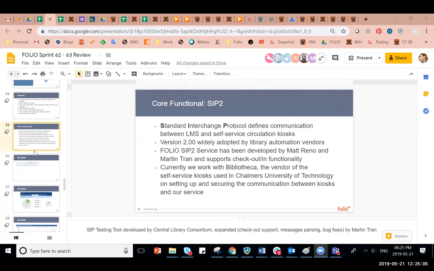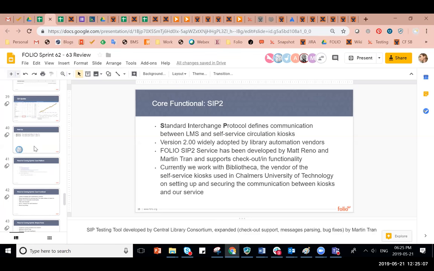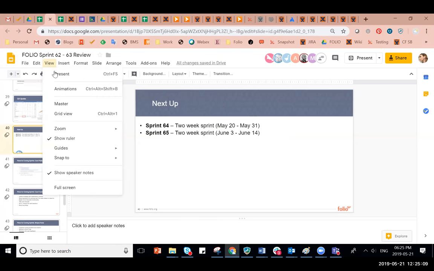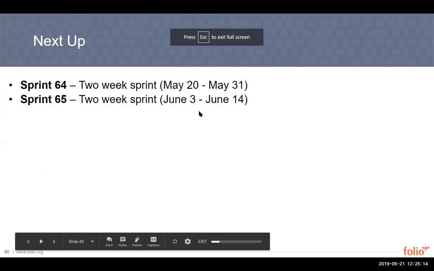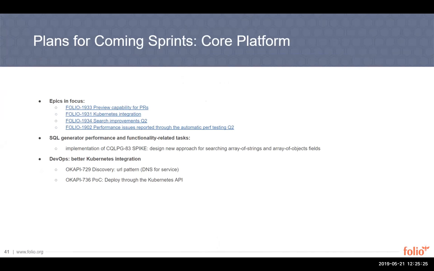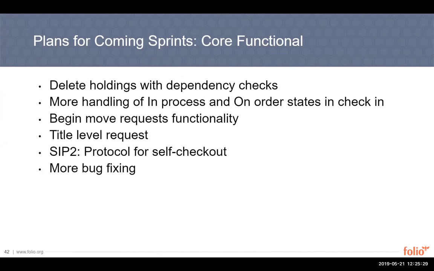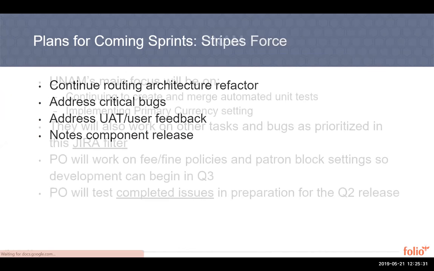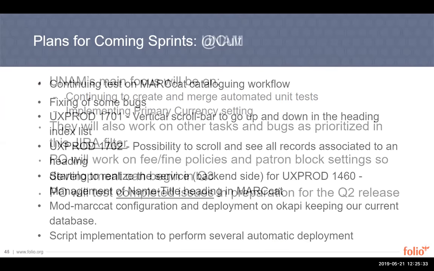Okay, so let's just pick up the deck here. Our next two sprints are 2-week sprints per usual, with lots of release activities happening towards the end there. Plans for coming sprints: each of the teams has entered the plans for their coming sprints. So if you're interested in what people are planning to work on, come take a look.